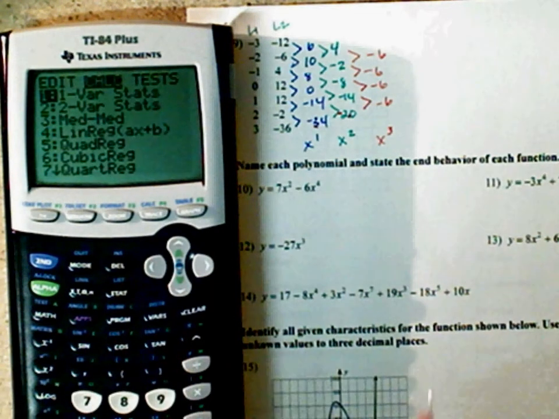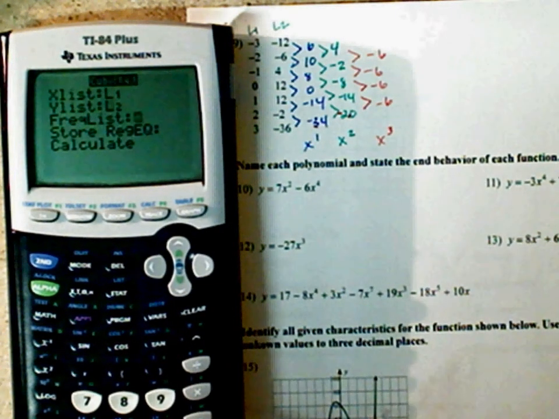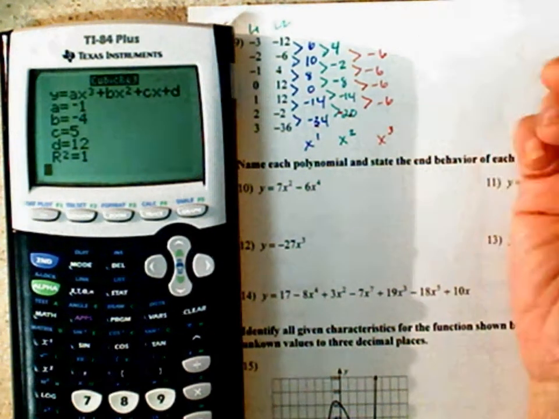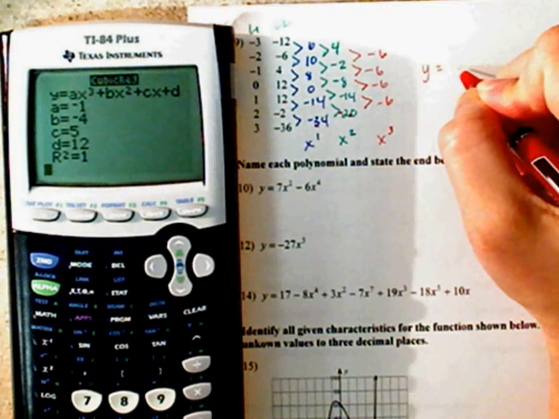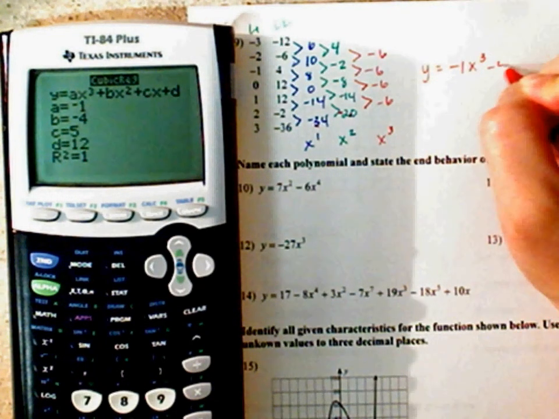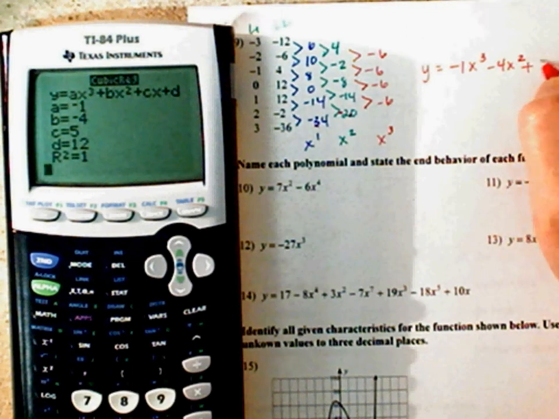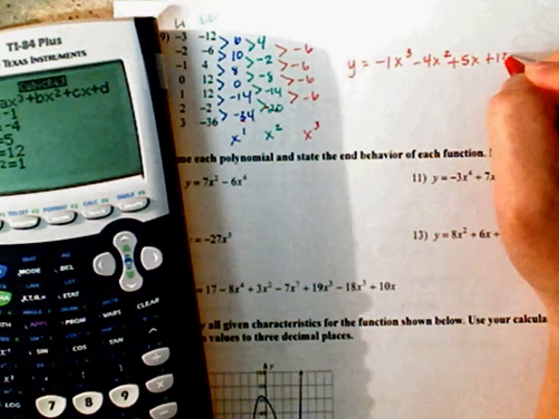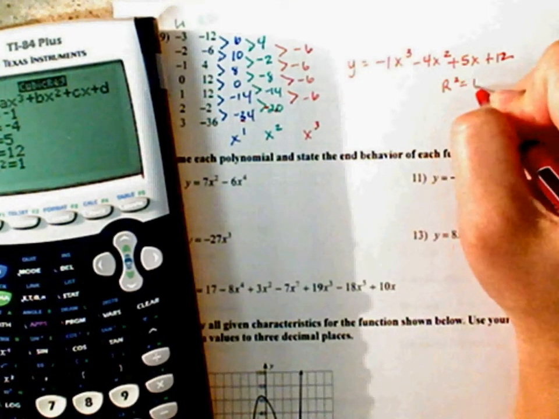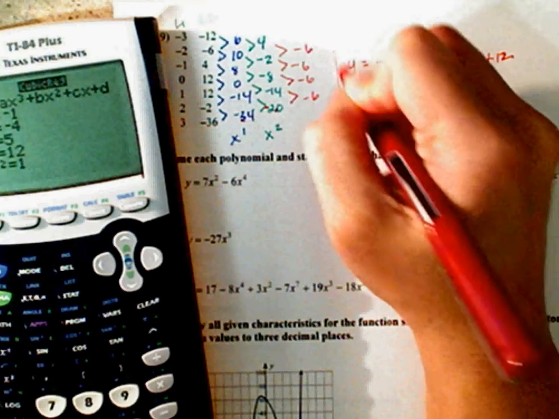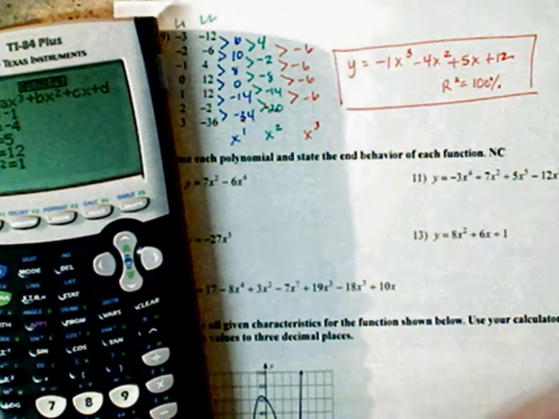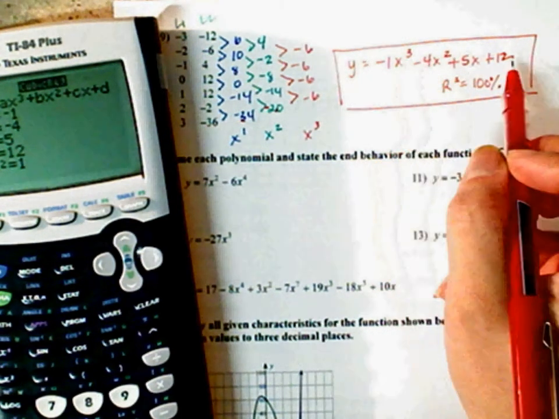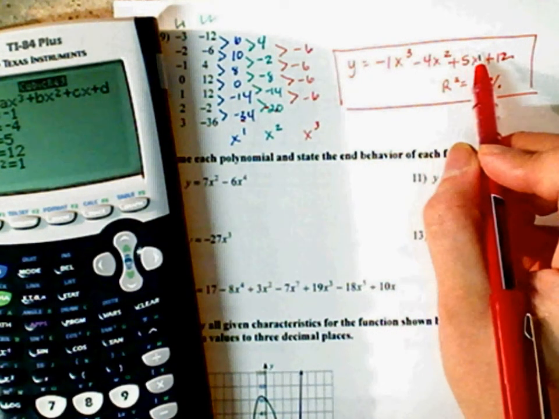Alright, now let's go ahead and continue with our equation. Alpha, trace, like you have done earlier. And here's your equation. Y is equal to negative 1 x to the third minus 4 x squared plus 5x plus 12. Let me scoot that over. Okay. With an R value of 100%. And there is your equation. And it is in standard form, highest degree to the lowest: 3, 2, understood 1, and a constant.